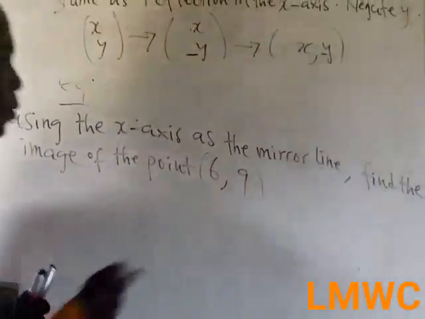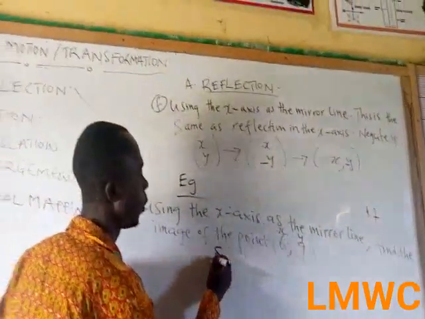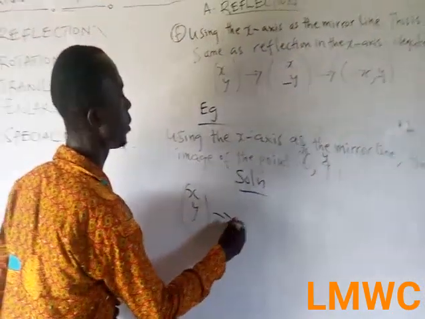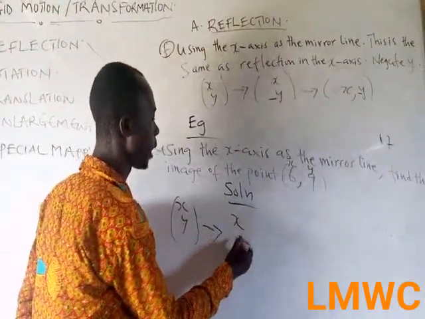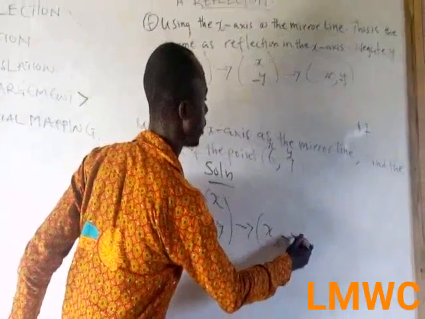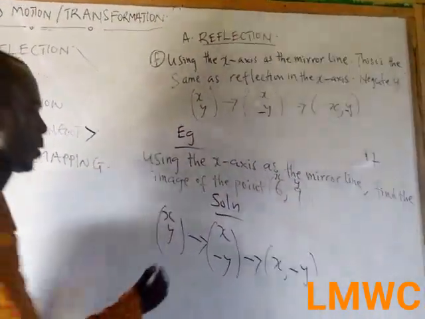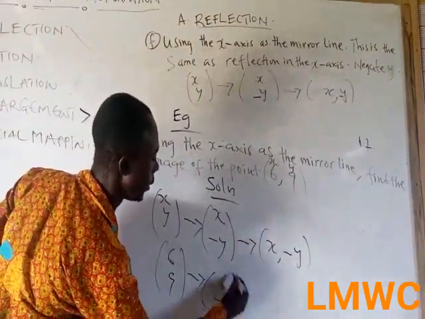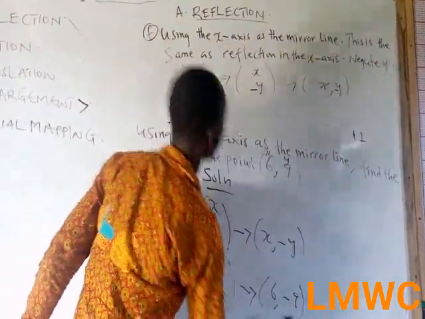Now what is our x value? The x value is 6 and the y value is 9. Using the x-axis as the mirror line, we have (x, y), so you negate y. It becomes (x, negative y), which maps to (x, -y). We know our x value as 6 and y value as 9, so (6, 9) maps to (6, negative 9), which is (6, -9).